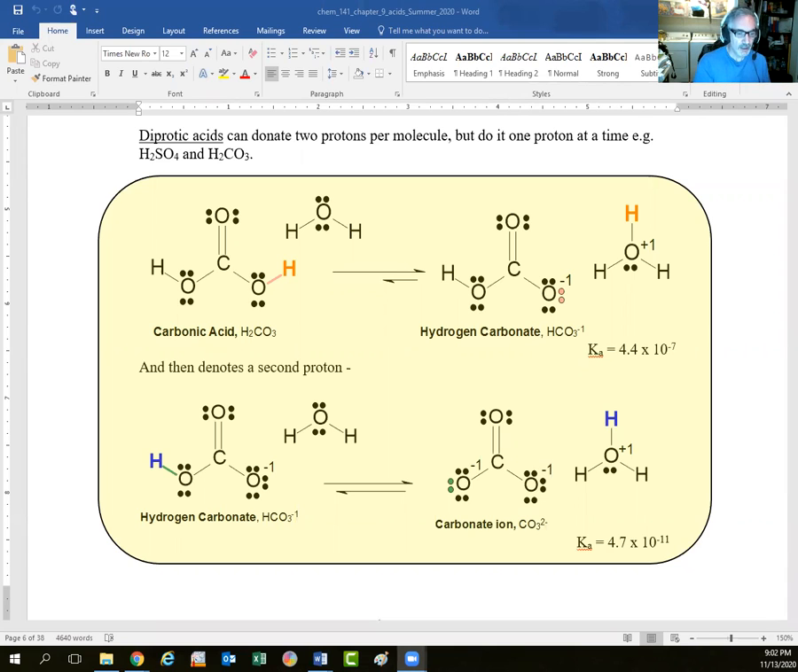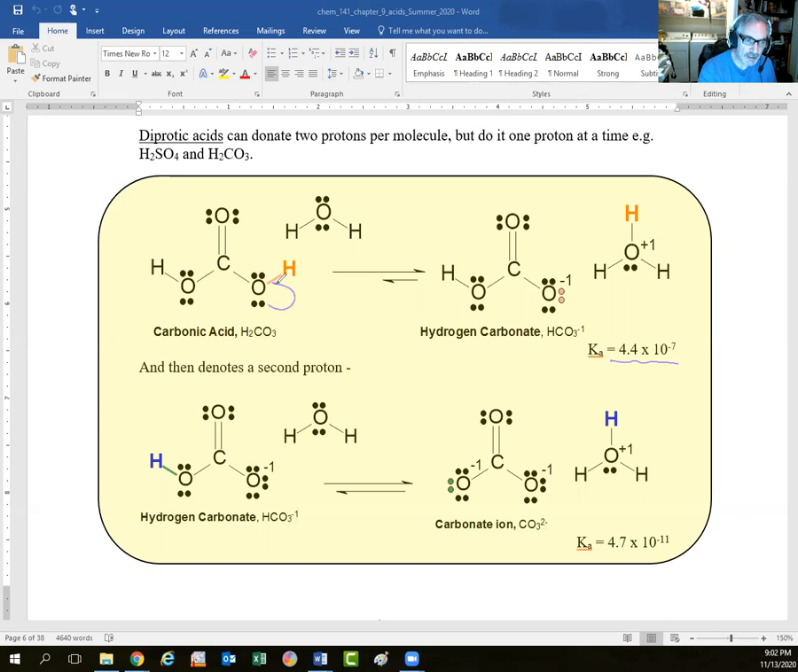Okay, so carbonic acid is a good example. It's a relatively weaker acid. We can see that from the equilibrium constant, which is a lot smaller, 10 to the minus 7. But when it does give away multiple protons, it gives them away one at a time. We see individual steps for each proton donation.